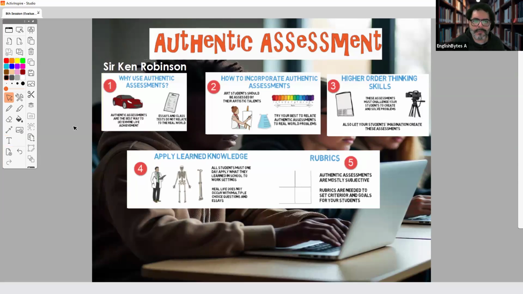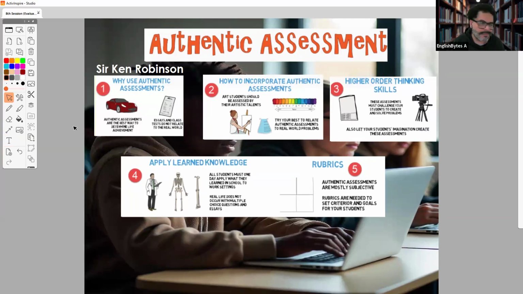The educational model that he proposes is amazing. If you ever have the chance to watch a video on the educational system of Finland, Sir Ken Robinson has a lot to do with it. Look for it. It's amazing. Now, how to incorporate authentic assessments.